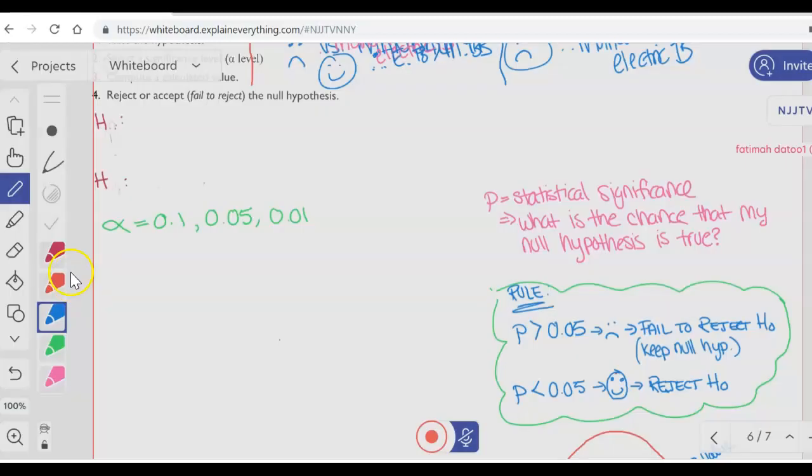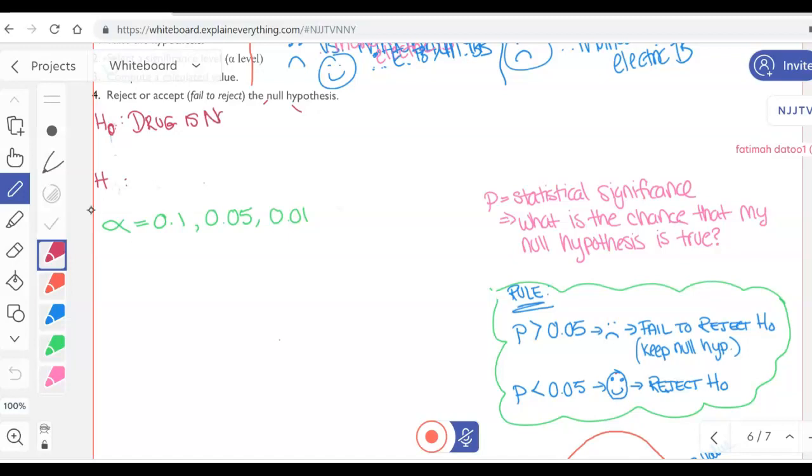Okay, so the first thing we've got to do is figure out the null hypothesis. So null is H naught. The null hypothesis is that, remember, a null has the word not in it, right? So I'm going to say that the null hypothesis is, oh my gosh, my writing is horrible today. It's just so hard to write on a computer screen. So the drug is not effective.